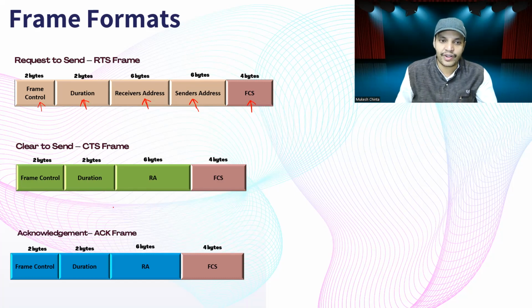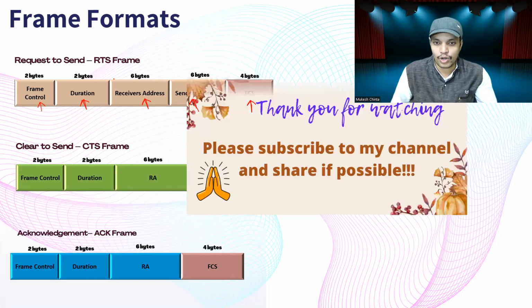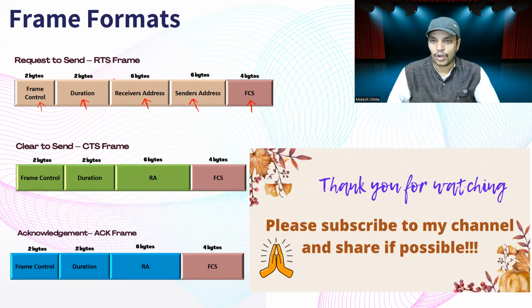In the case of the CTS frame and the acknowledgement frame, you can see that there is no need for the sender's address. So the receiver's address is here, and the receiver's address is here. That's why we call the control frames short frames. So these are all the different fields that are present within a MAC sublayer's frame format defined for IEEE 802.11. Hope you understood this.